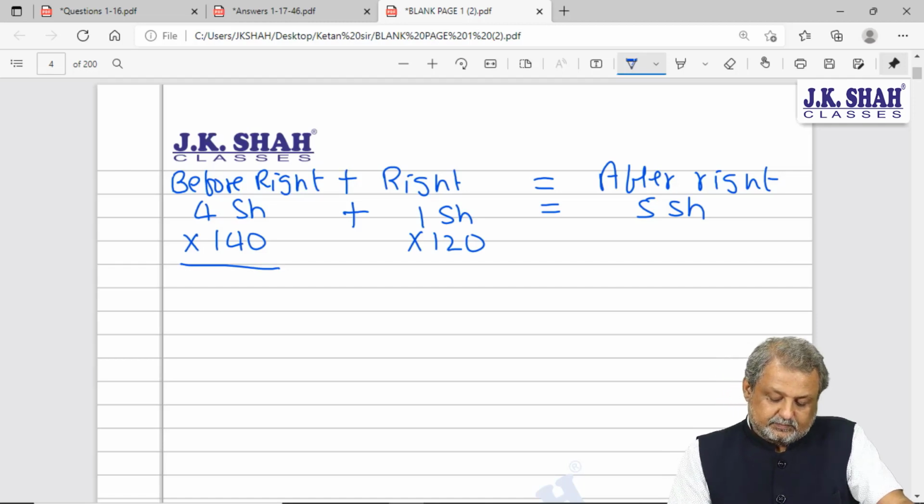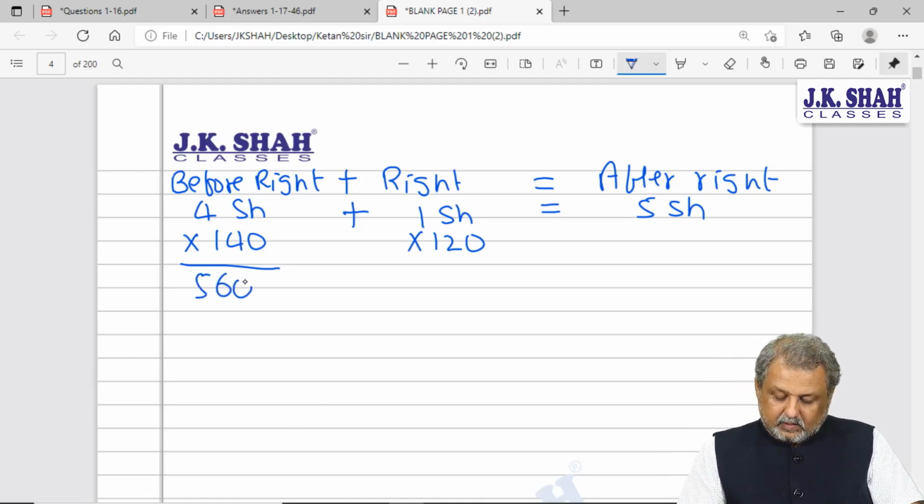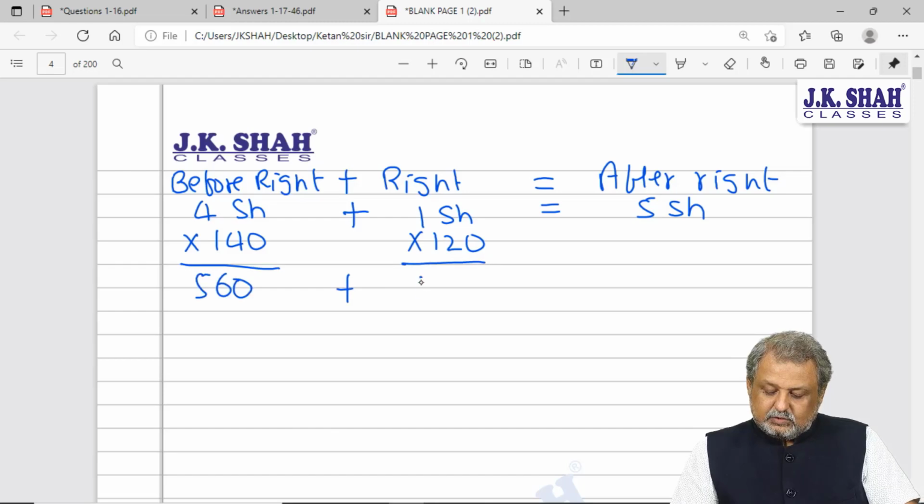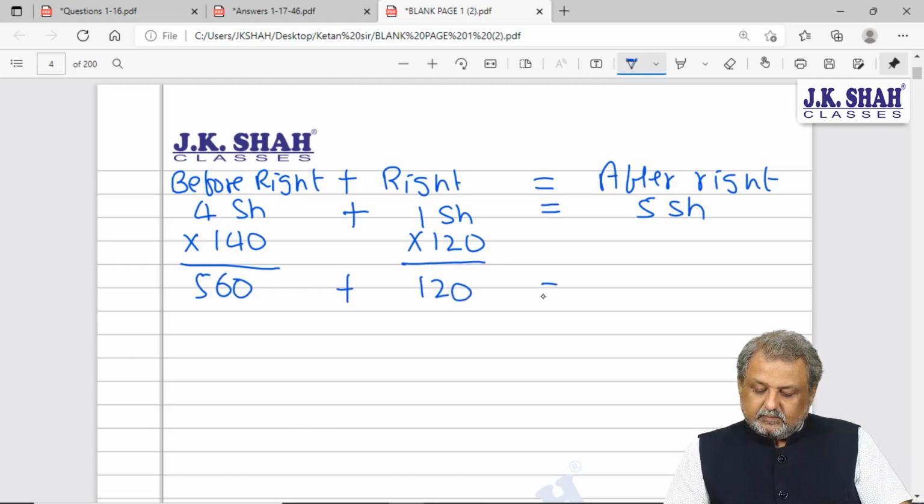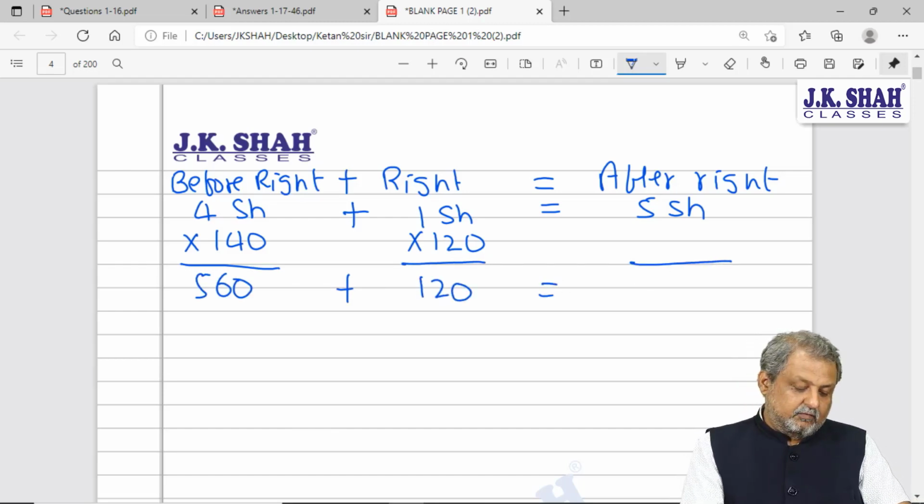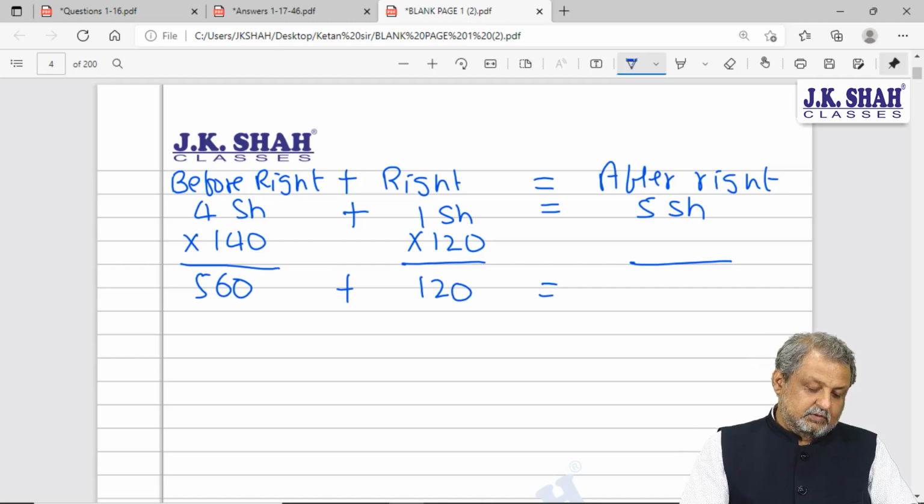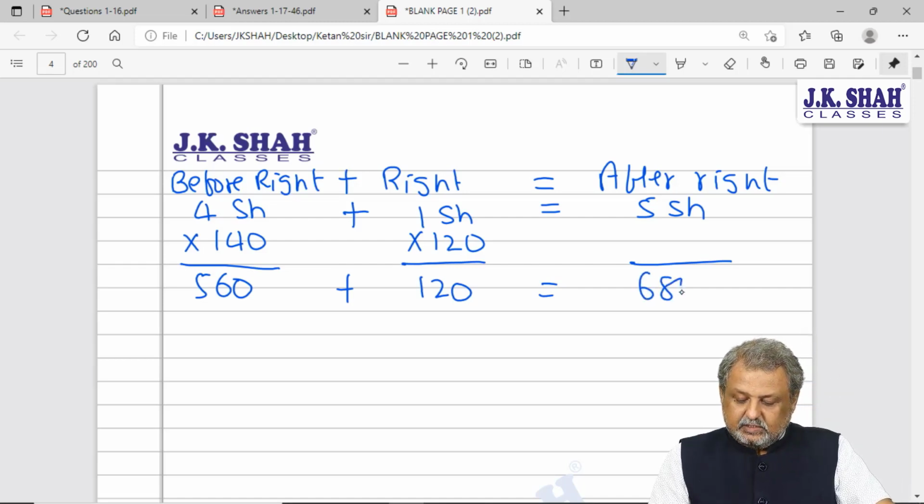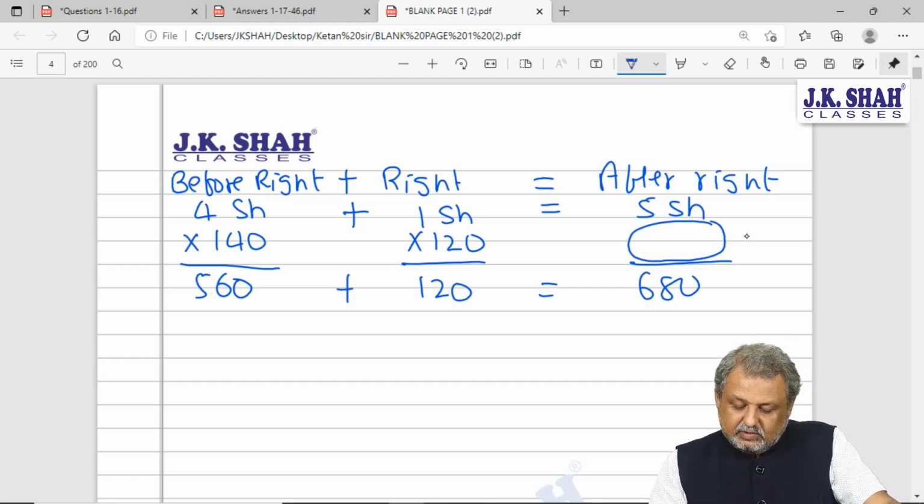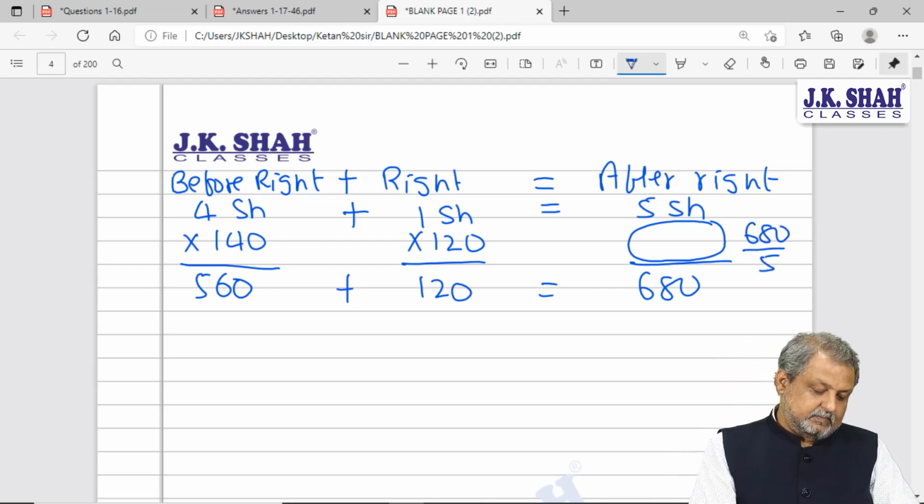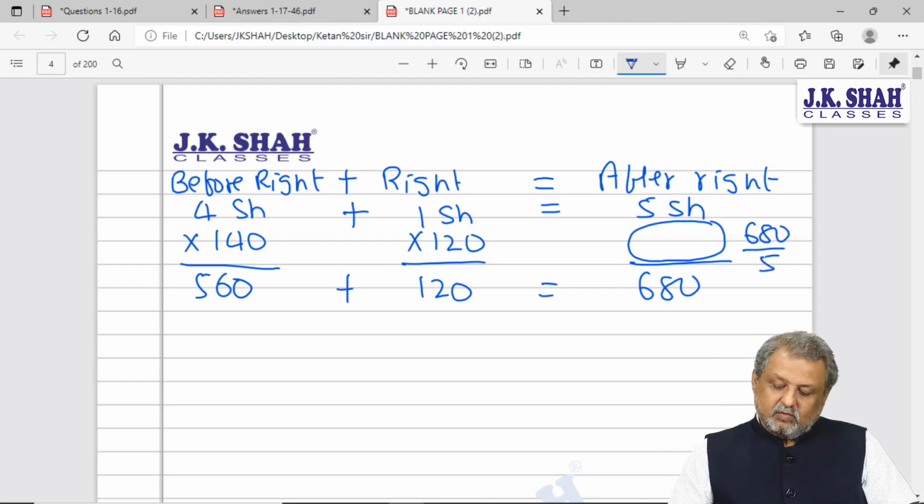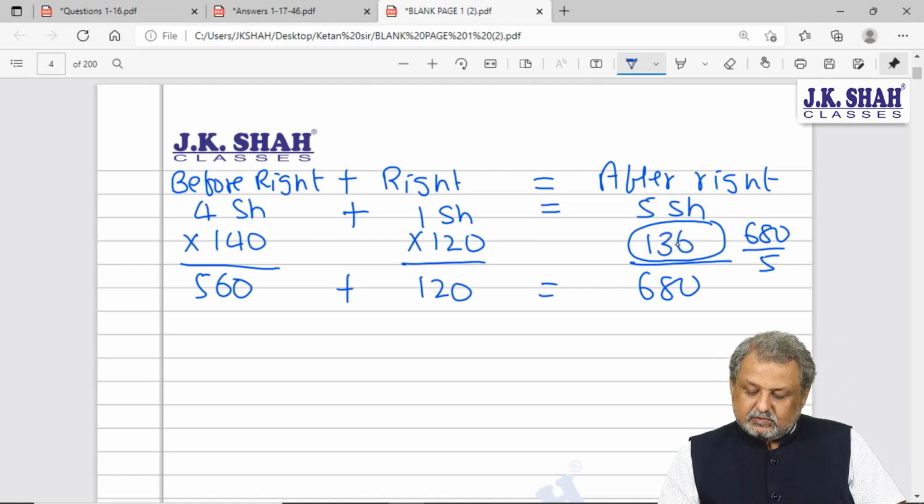560 plus 120. 560 plus 120, 680. So what will be the cost per unit here? 680 divided by 5, 136.